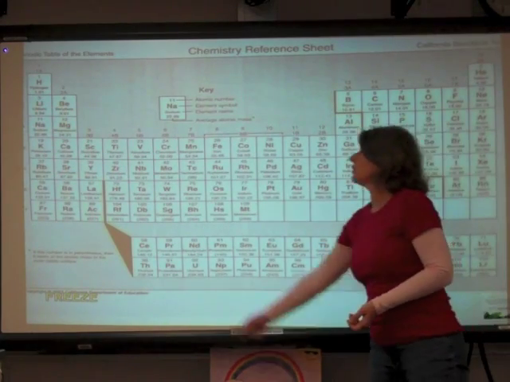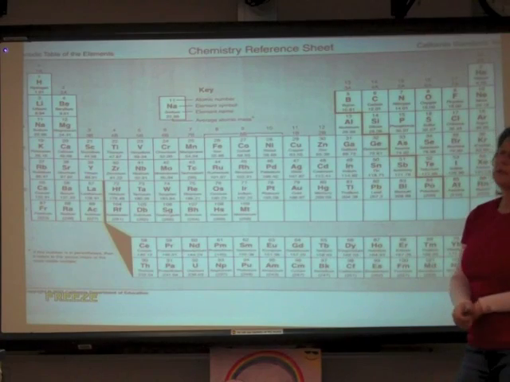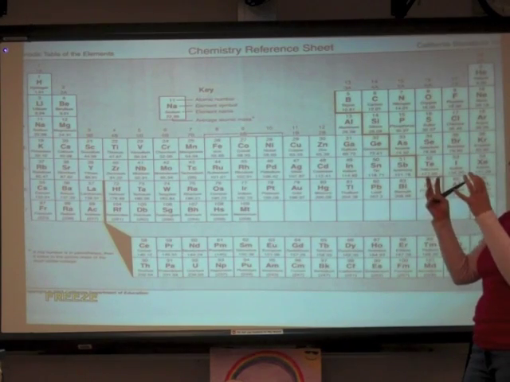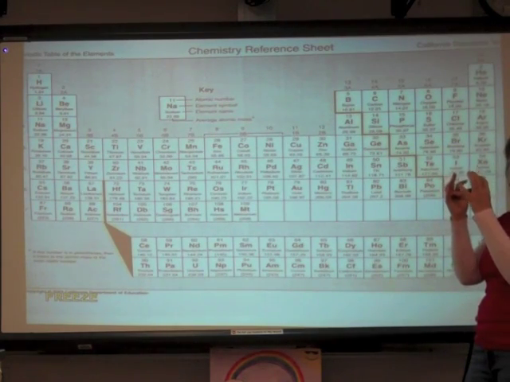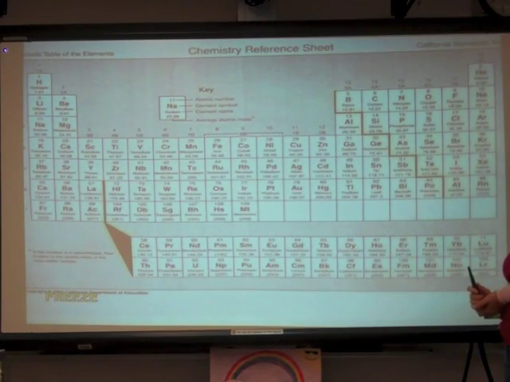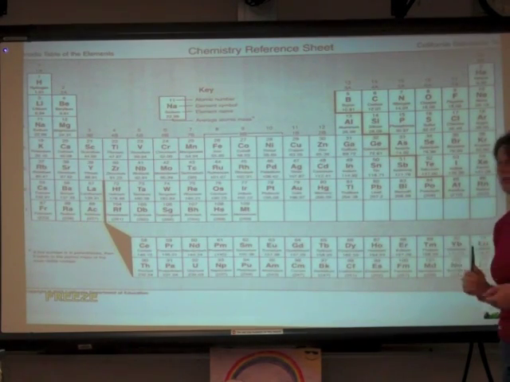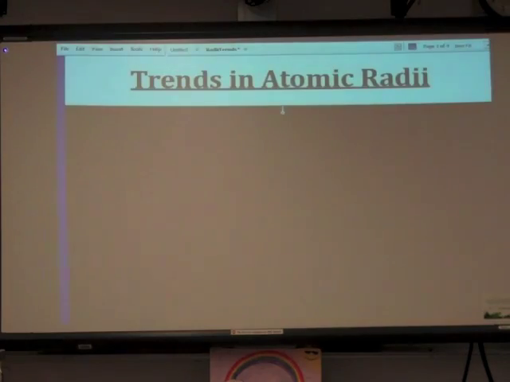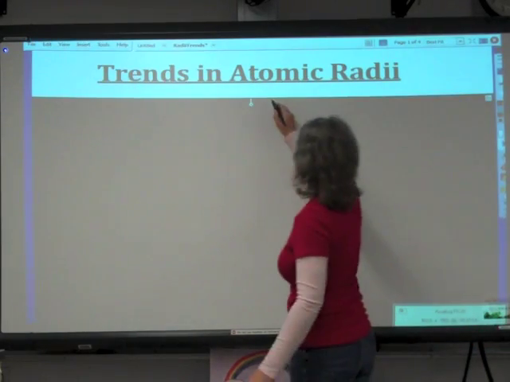As we move across a period in the periodic table, we actually find that the radius of the atom of those elements continues to decrease, so that once we get all the way over to group 8, for that period, we have the smallest sized atom in terms of radius. So why is that the case? Let's explain that trend.